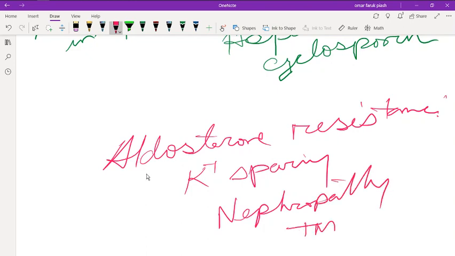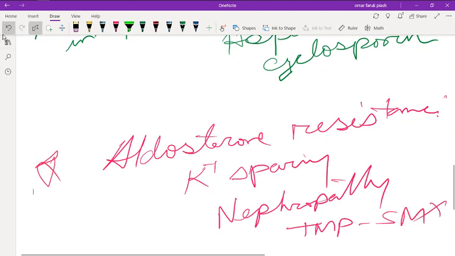And one drug, TMP-SMX, helps here. And this is all about renal tubular acidosis.